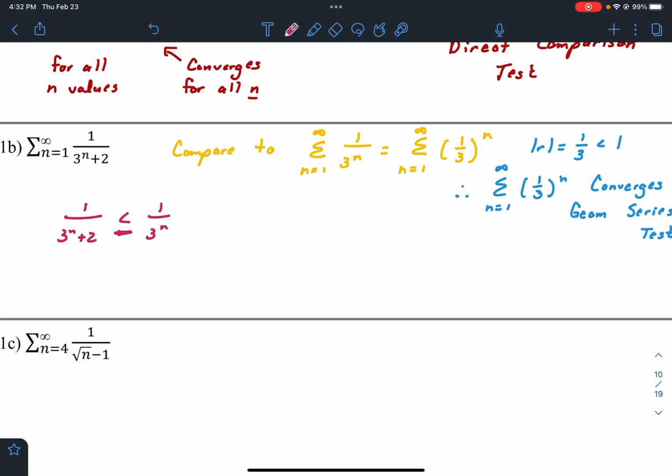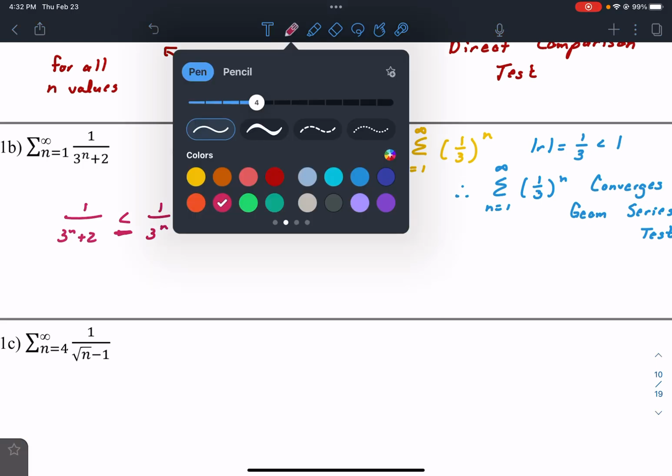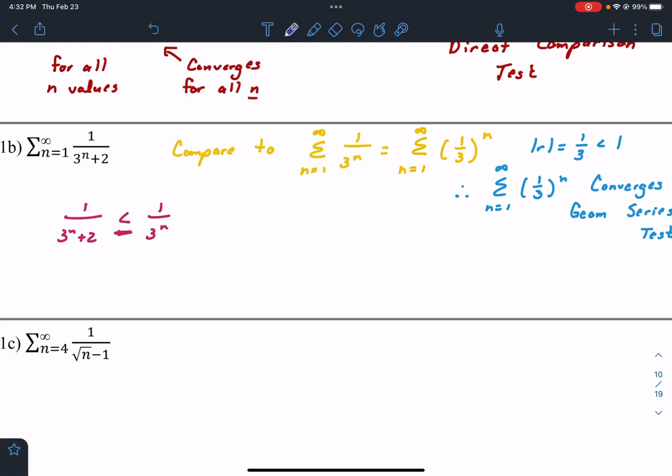So does that help me? And because this converged, less than converging is still converging. Less than finite is still finite. So now I can answer this question. So since this converges, right, for all n, and we're less than for all n, now I can make that statement.